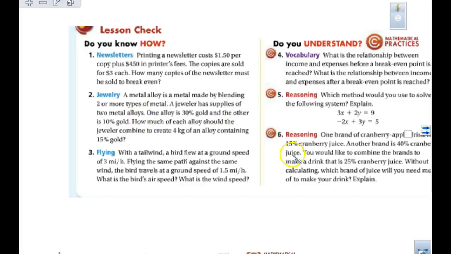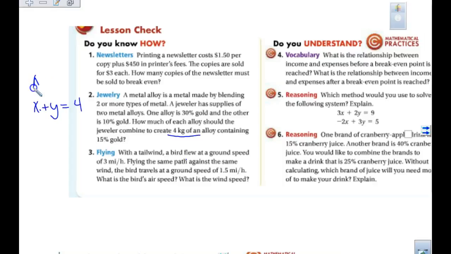Numbers 2 and 6, very similar, from page 390. In number 2, how many grams or kilograms do we want to end up with? We want 4. Our first statement has to be something like x plus y, and you need to identify what your x and y are. x plus y equals 4.